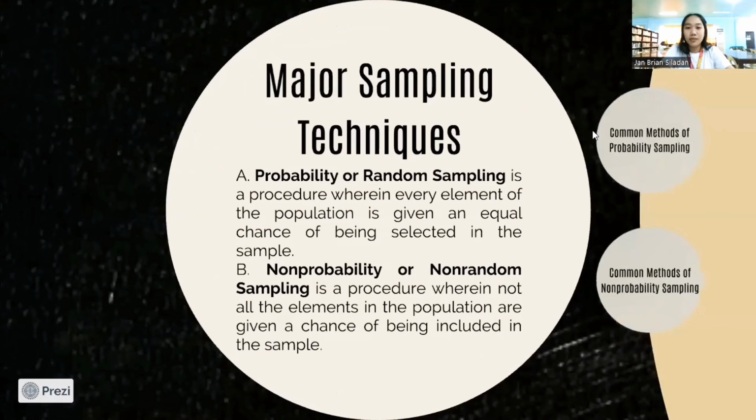Next, the major sampling techniques. A. First is the probability or random sampling. It is a procedure wherein every element of the population is given an equal chance of being selected in the sample. B. The non-probability or non-random sampling is a procedure wherein not all the elements in the population are given a chance of being included in the sample.